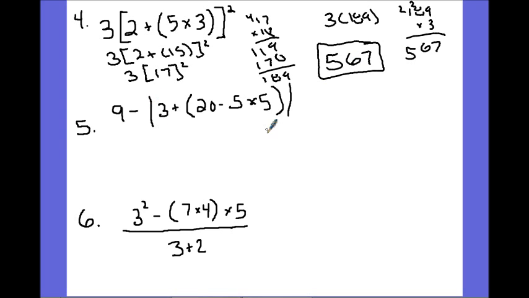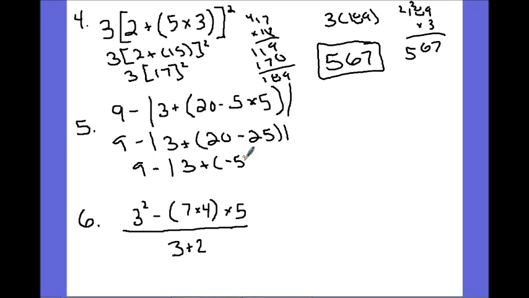Alright, the absolute value sign. Remember, we have to do stuff inside the absolute value sign first. So then we're going to knock out this parenthesis. So that's going to be a 9 minus 3 plus 20 minus 25. So 9 minus absolute value of 3 plus a negative 5. And 9 minus absolute value of negative 2. Absolute value of negative 2 is 2. So this is just really saying 9 minus 2. So that is 7.